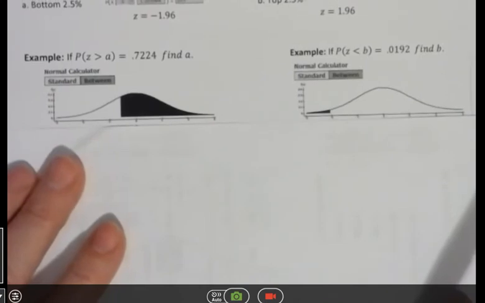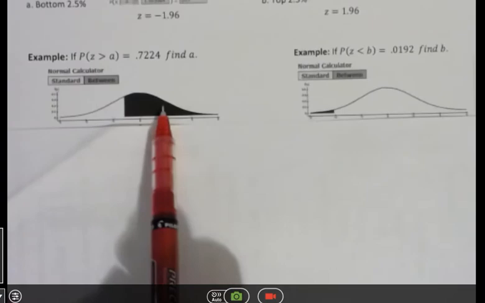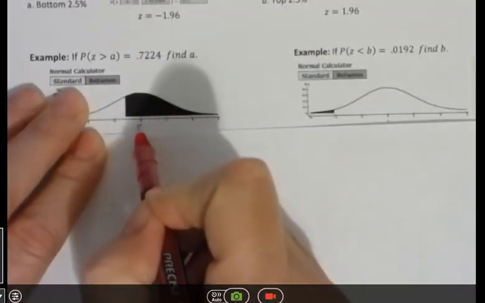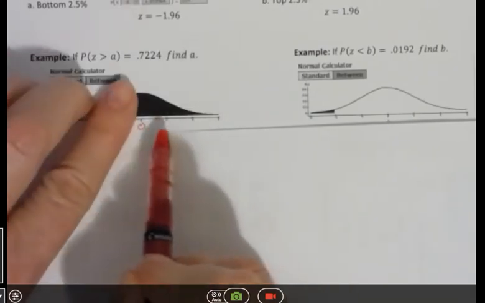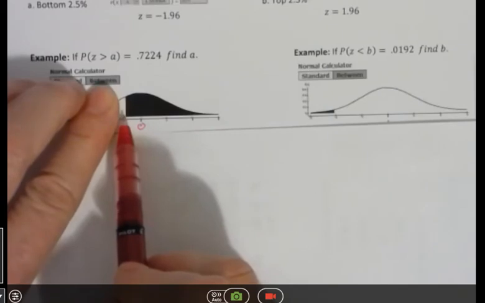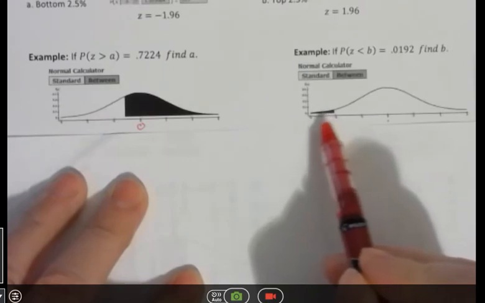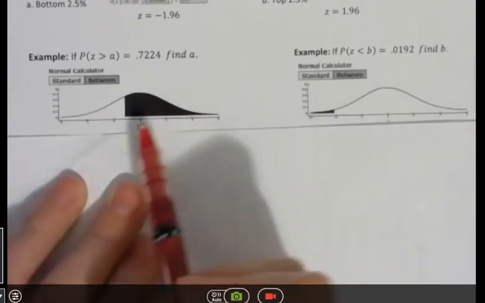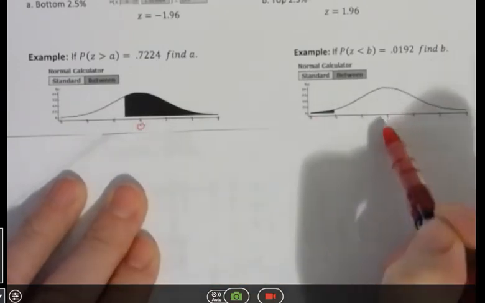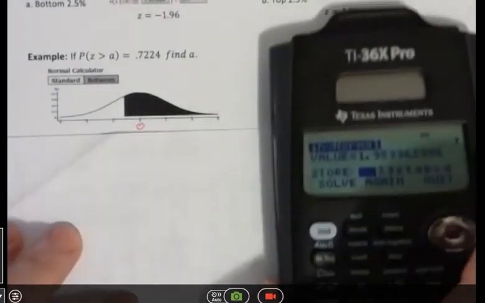So you can see here if A is here, and this is 0.7224, we know because it's more than 50% that this is 0. Anything from 0 to the right would be 50%. But we're further back, so we're going to have more than 50%. And over here, we have this really tiny bit right here. But you can see that both of our values, when we find them, have to be negative because they're to the left of 0. So let's put that in and see what we get.